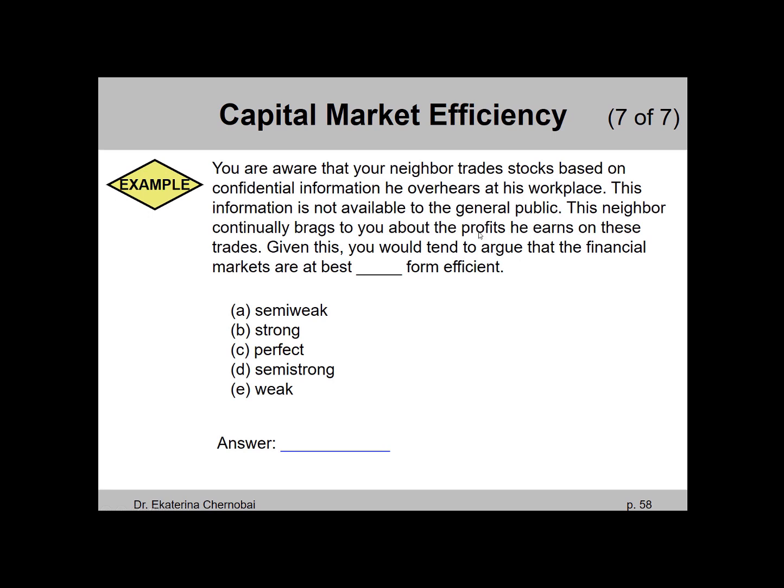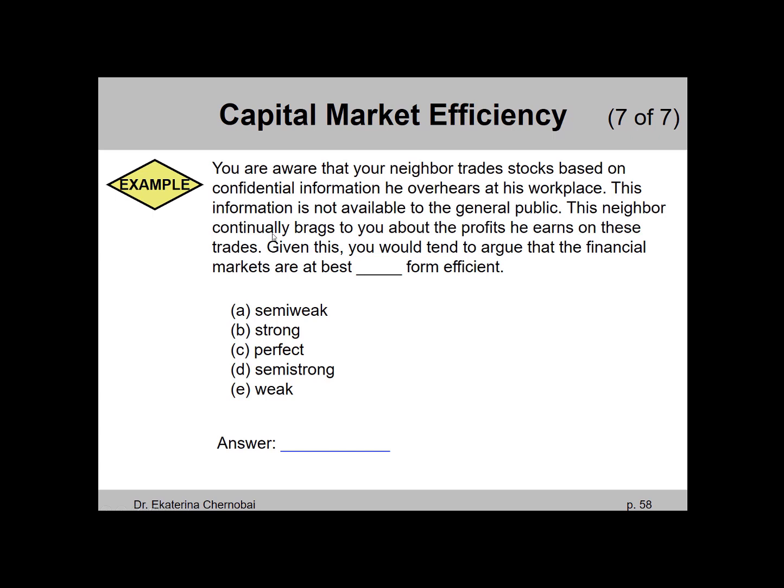Let's say you have a neighbor. He trades stocks all the time, and you know that he's constantly overhearing things at his workplace. He gets access to some confidential information, and that's what he uses to trade stocks. He overhears something that will happen in the company. If it's something good that will make prices go up, he buys a lot of shares because he knows that the price per share will go up, and he will sell the shares then and make a profit. Okay? So this information he's using for his trades is not available to the general public.